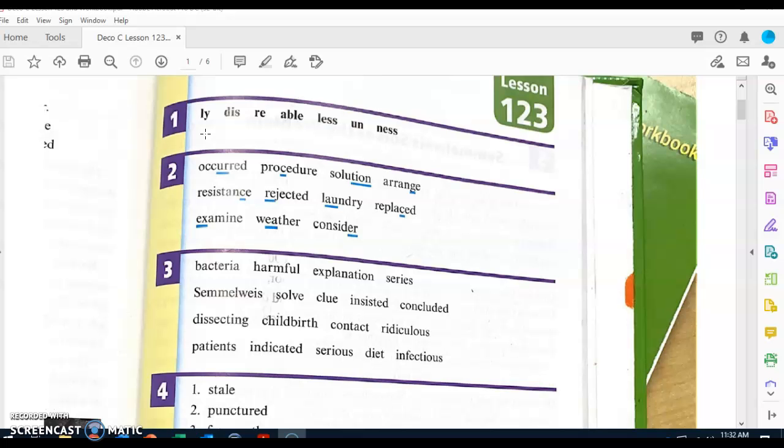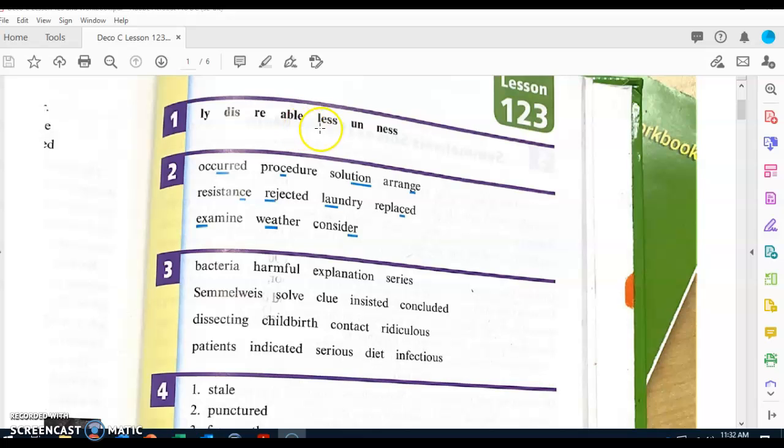Touch the letters L-Y. What's one meaning of ly? How something happened. Touch the letters D-I-S. What's one meaning of dis? Not, the opposite of, or away from. Touch the letters R-E. What's one meaning of re? Again. Touch the letters A-B-L-E. What's one meaning of able?